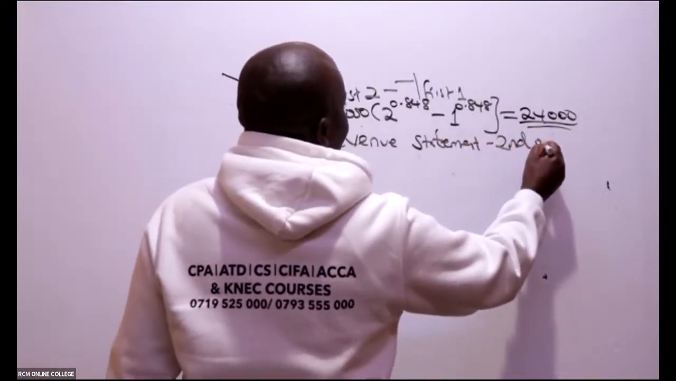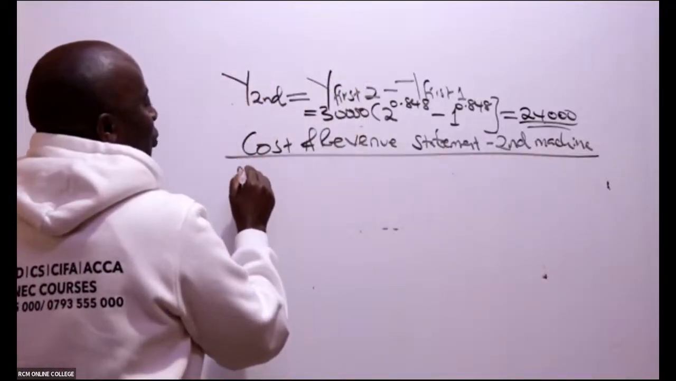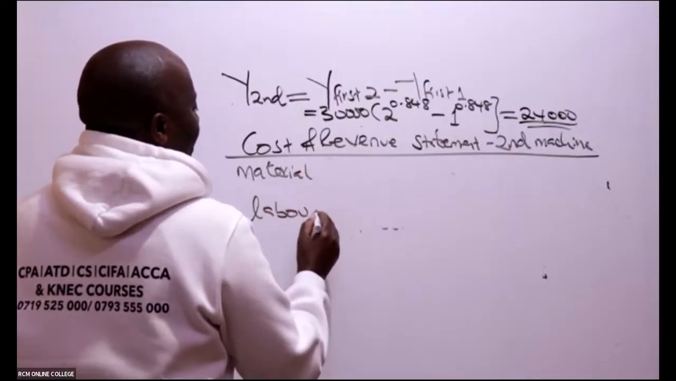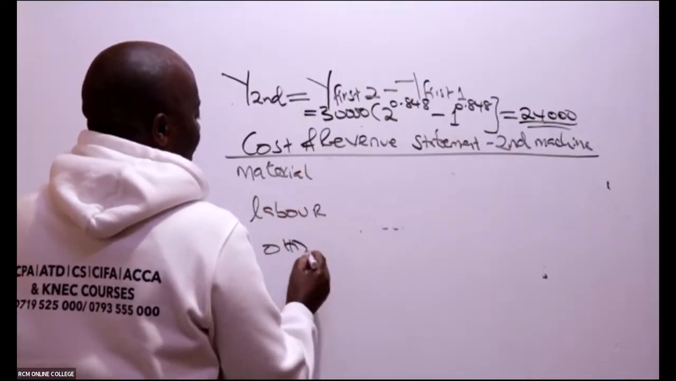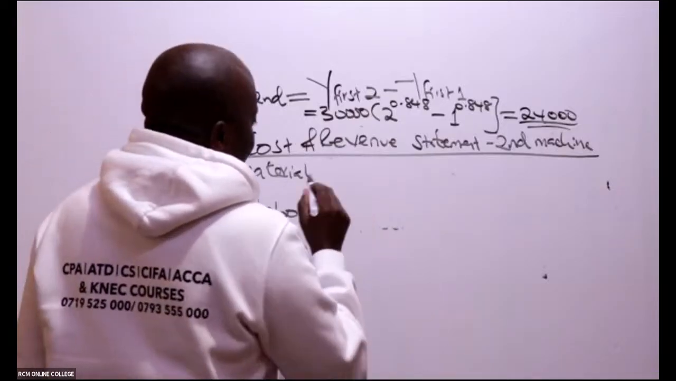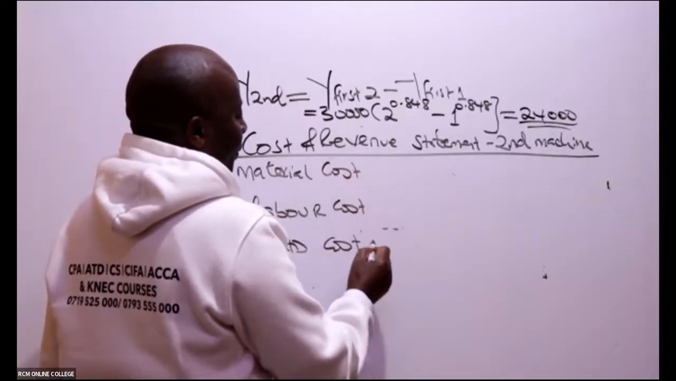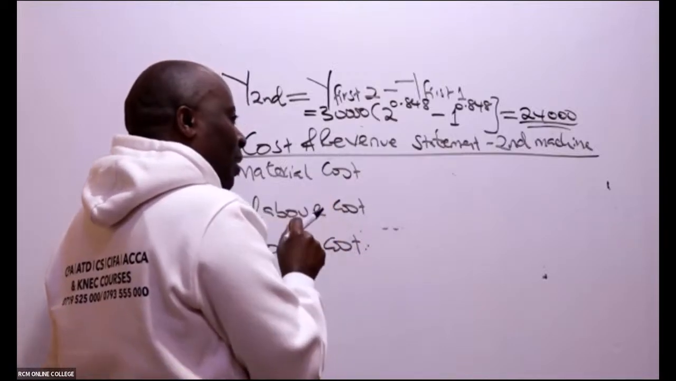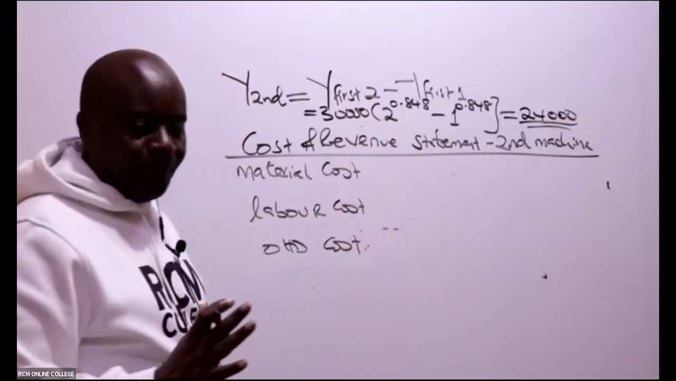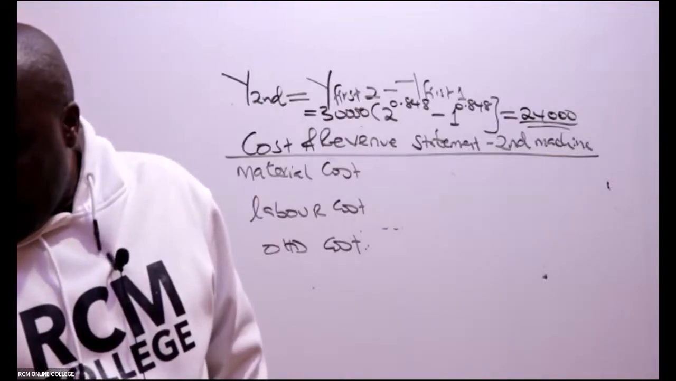Second machine. So costs, of course, we have material, we have labor, we have overheads, we have total profit, revenue. So what is the material cost for the second machine? Material cost, there is nothing like learning. Material cost from one machine to the other is ever constant. So material cost, there is no learning.